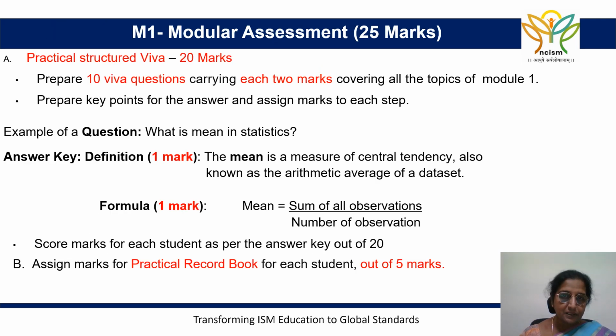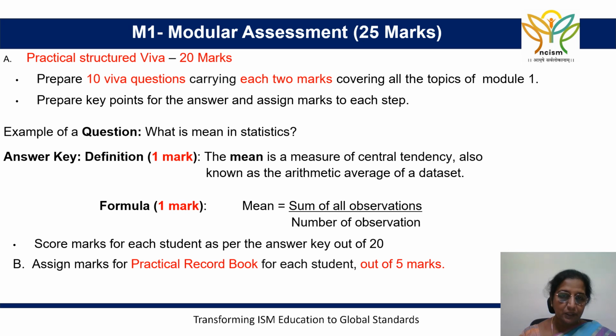Coming to modular assessment, 25 marks. A session, practical structured viva for 20 marks. Prepare 10 viva questions carrying 2 marks each, covering all the topics of module 1. Also, prepare key points for the answer and assign marks to each step. For an example, a question can be, what is mean in statistics? The answer key would be, for definition, you give 1 mark.